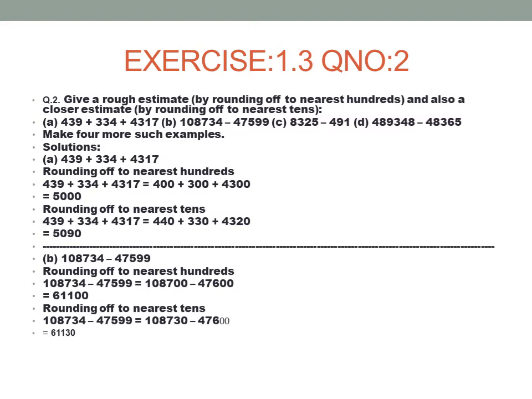61,130. So when you just compare these two answers, you will find that 30 difference. You are considering the tens place also. So there is a difference in the estimation when you are going with hundreds, when you are doing with the tens. Hope it is clear to you. Now we'll continue with the next remaining two more questions, two more examples.